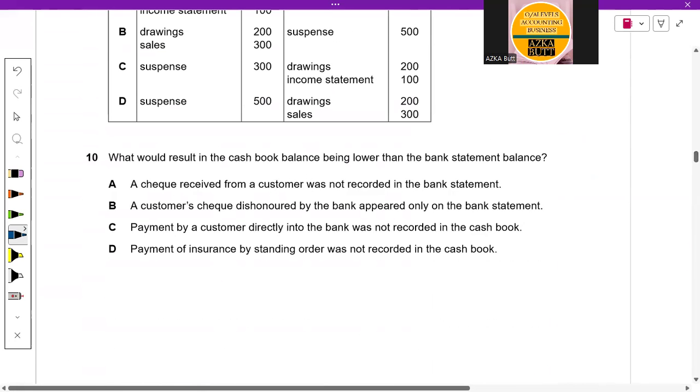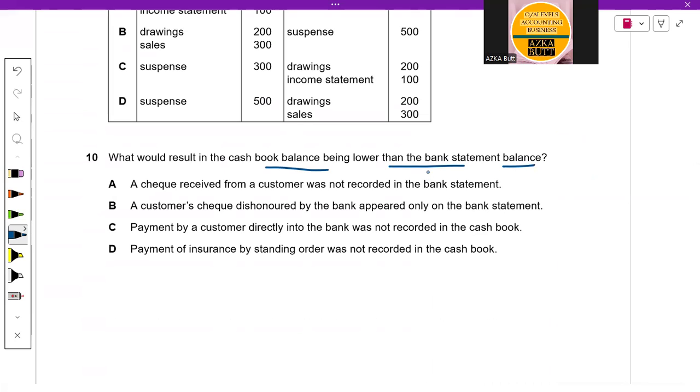Okay, question number 10. What would result in the cash book balance being lower than the bank statement balance? Basically, when a customer makes a payment directly into the bank without it being recorded in the cash book, the bank statement will show a higher balance because the bank has received the money. However, since this payment is not yet recorded in the cash book, the cash book balance will be lower than the bank statement balance until the cash book is updated.